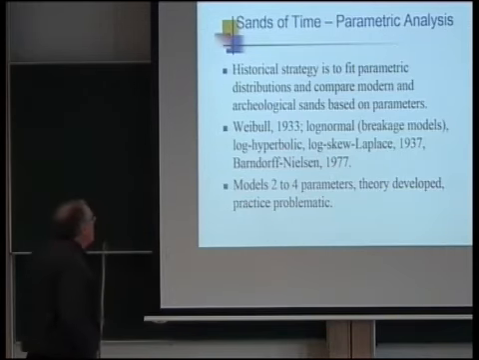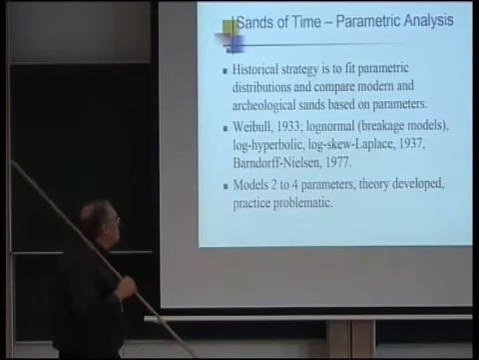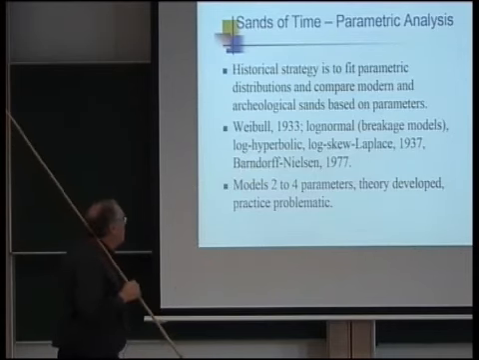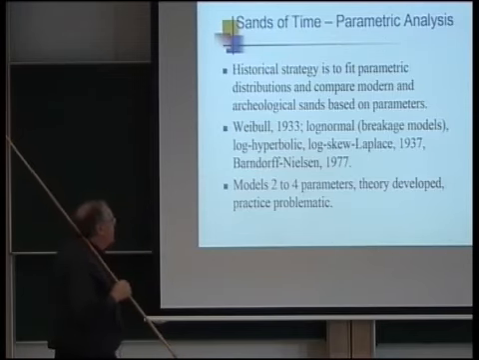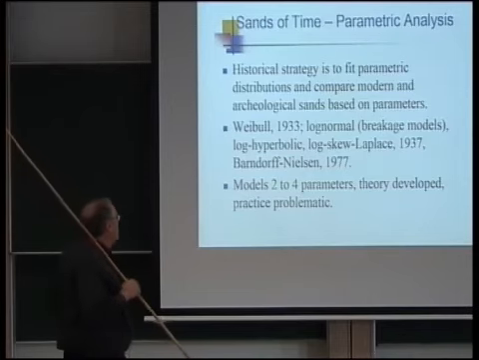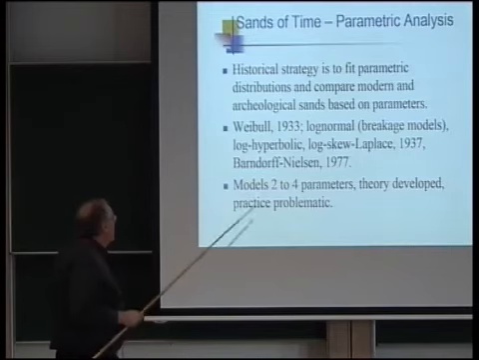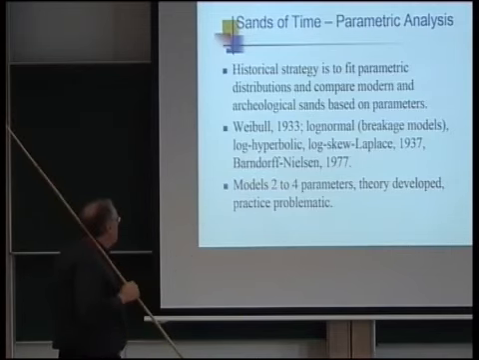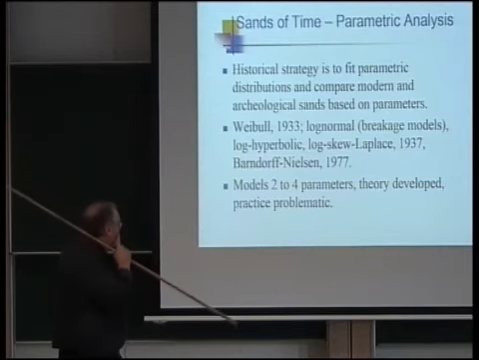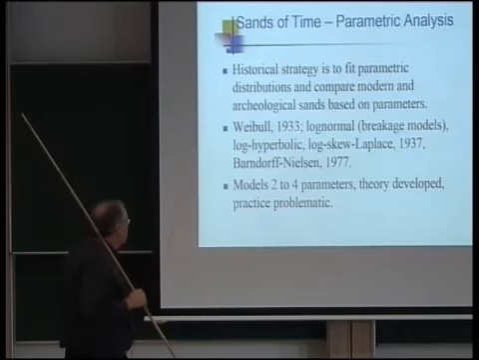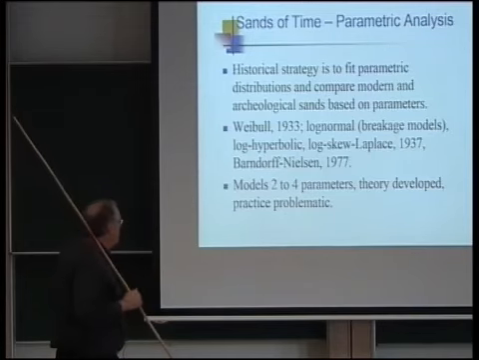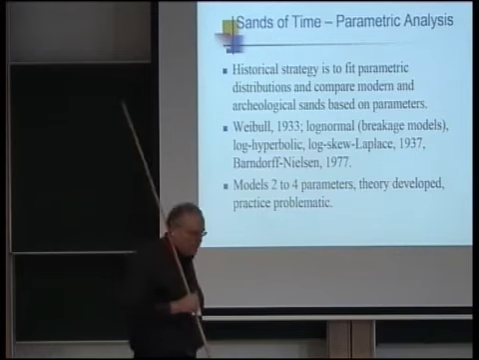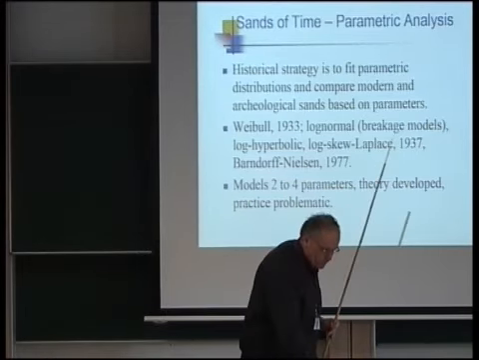The historical approaches were to fit parametric distributions and compare the modern and archaeological sands based on the values of the parameters. People have tried Weibull, log normal, log hyperbolic, log skew Laplace, and Barndorff-Nielsen did some work in 1977. These models all had 2 to 4 parameters. Theory was developed, but the practice turns out to be relatively problematic.